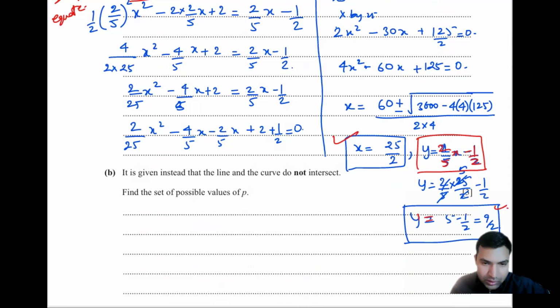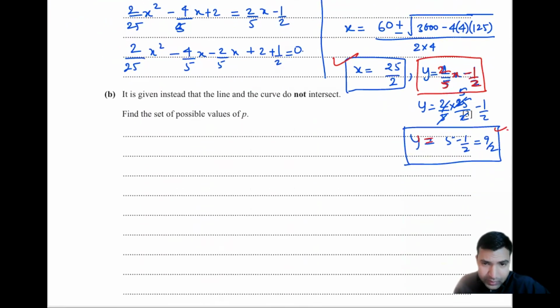Okay. Now, coming on to the b part, it says it is given instead that the line and the curve do not intersect. Okay, so what is the condition for do not intersect? So let's say if the parabola is something like this and the line is something sort of this, right? So that means they are not intersecting. That means discriminant is lesser than 0.